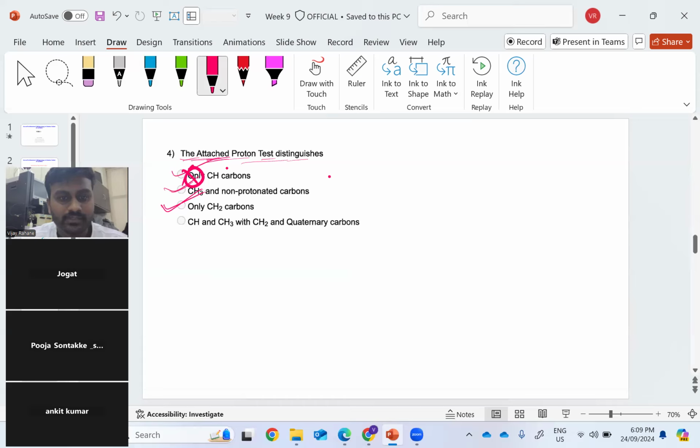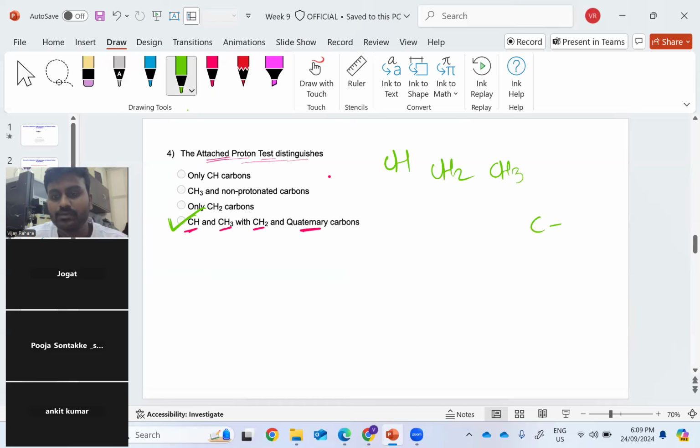So in this one, the CH, CH3, CH2, and the quaternary carbon. So this option 4 is the correct option here, because by using the attached proton test, we can distinguish the CH, CH2. If you have the CH3, that also we can distinguish, and also we can distinguish the quaternary carbon because there will be no signal. That also we can distinguish by using this attached proton test.